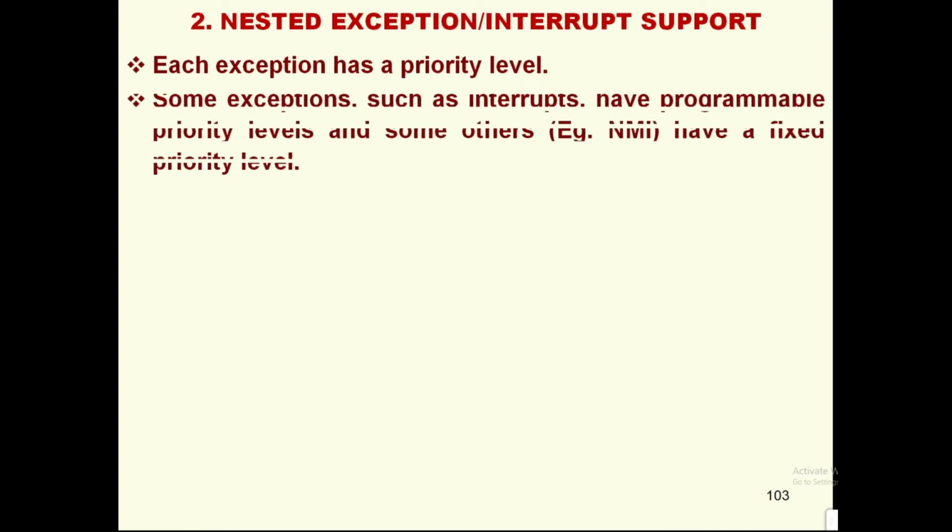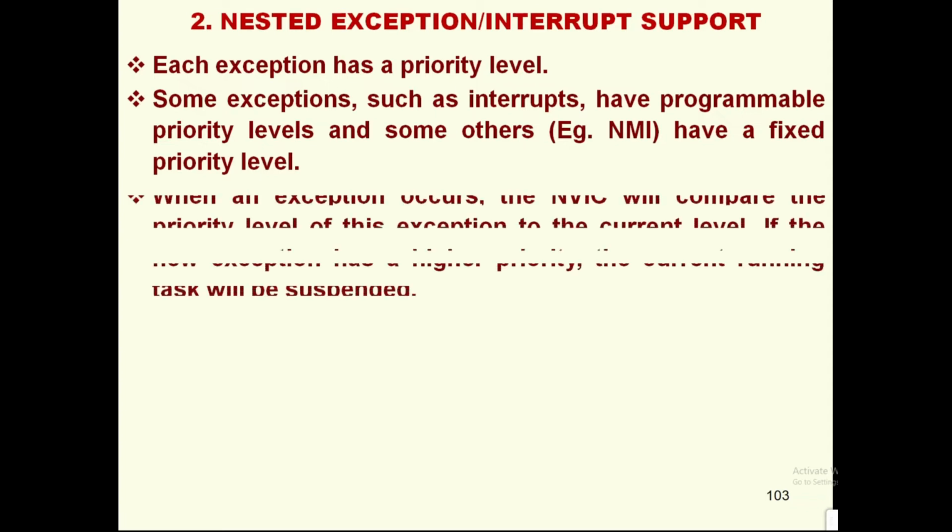Nested interrupt support or nested exception support is the second feature, where each exception has a priority level. As external interrupt 0 has the highest priority, serial interrupt has the lowest priority, every interrupt has some priority level. Some exceptions such as interrupts have programmable priority levels and some others have a fixed priority level.